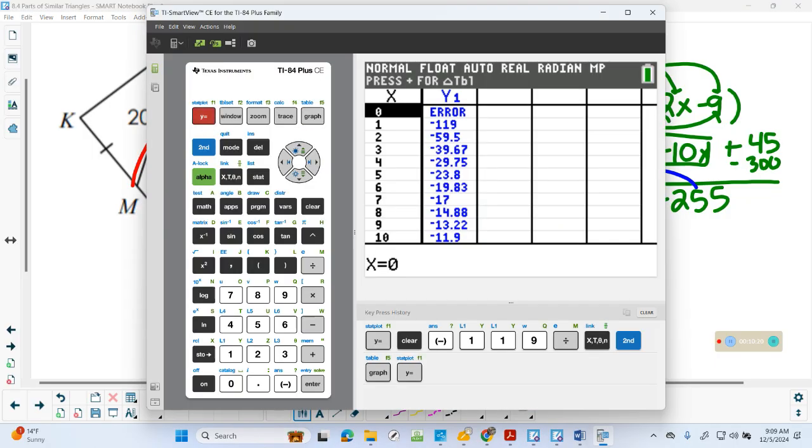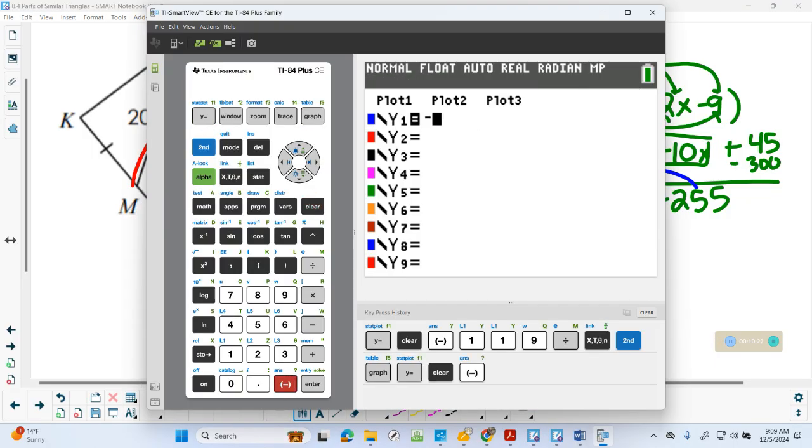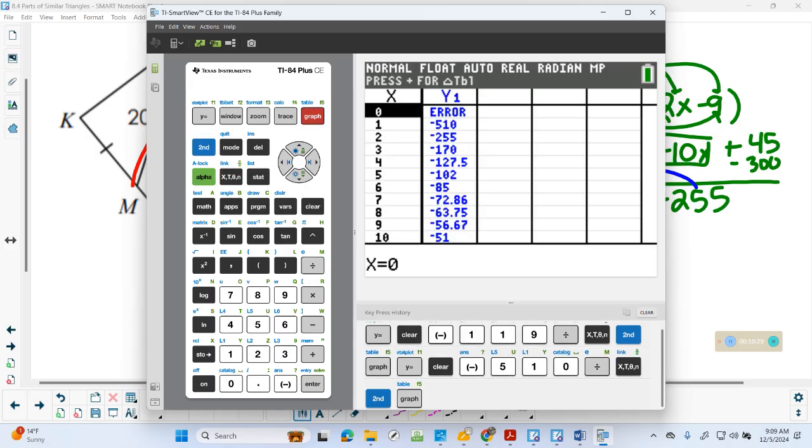So I'm going to put in y equals, I'm going to change this to negative 510 divided by x, and hit second graph to pull up the table. So now I'm looking through this for a combination of numbers that add to negative 19. I have a feeling I got to scroll more.